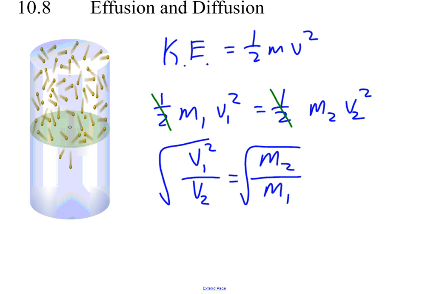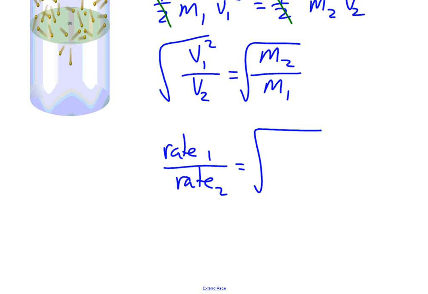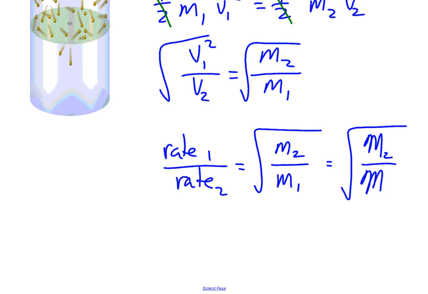In this case, we're going to look at the rate of diffusion. The rate at which gas 1 diffuses compared to the rate at which gas 2 diffuses is equal to the square root of the mass of the second particle divided by the mass of the first particle. Since mass is directly related to molar mass, we can make that equal to the square root of the molar mass of the second gas over the molar mass of the first gas. This is a rate of diffusion. We'll find other things that we can plug into this equation as well.